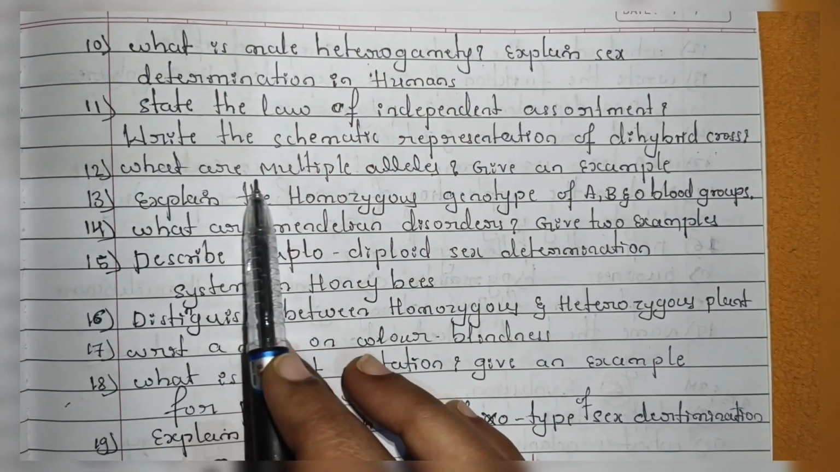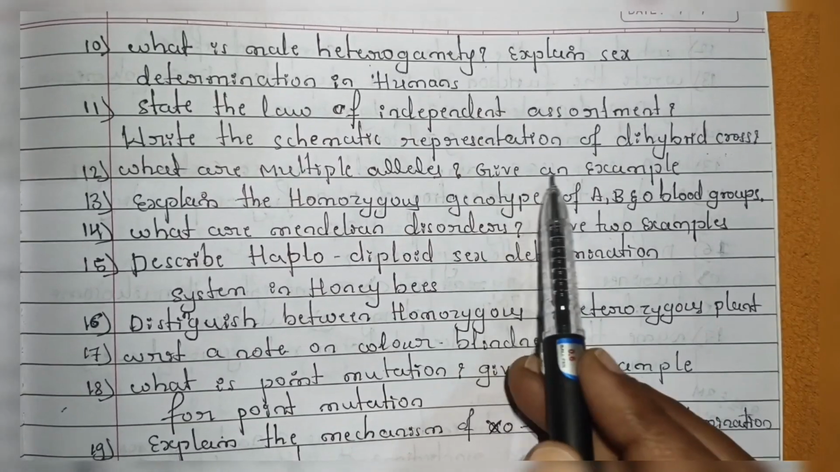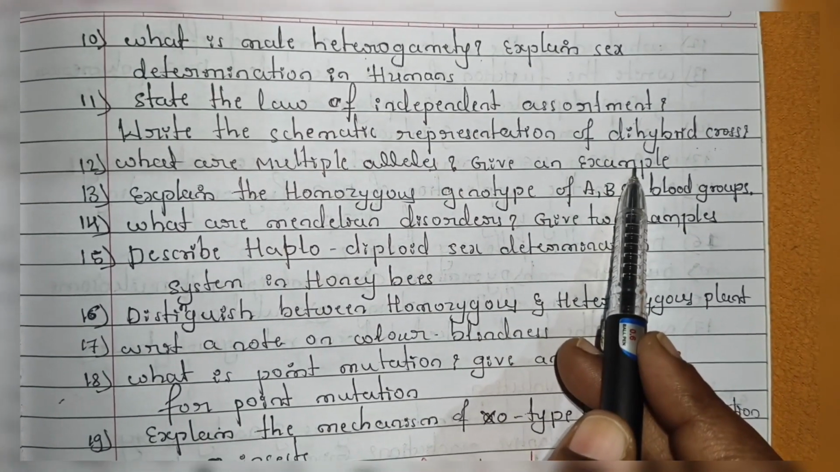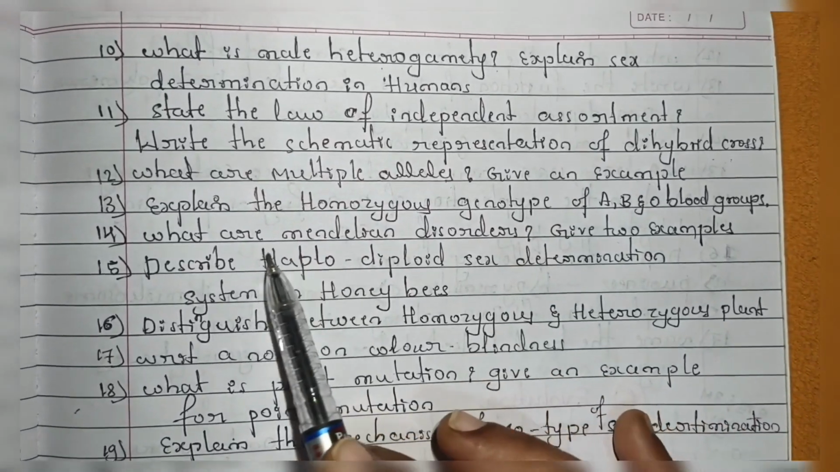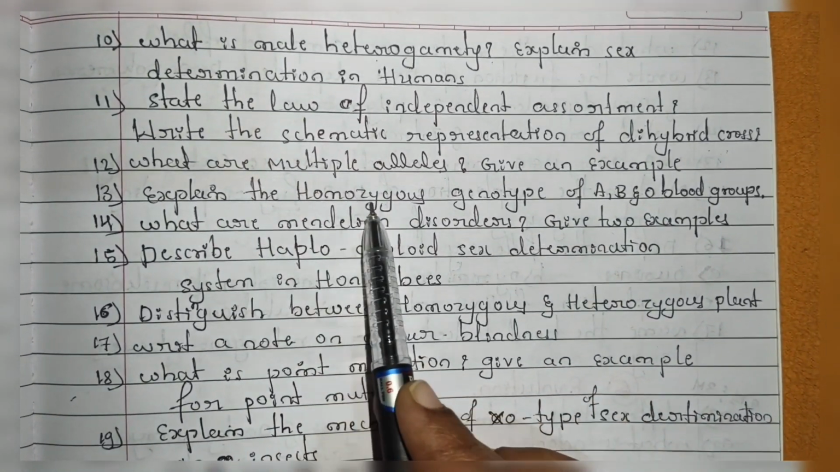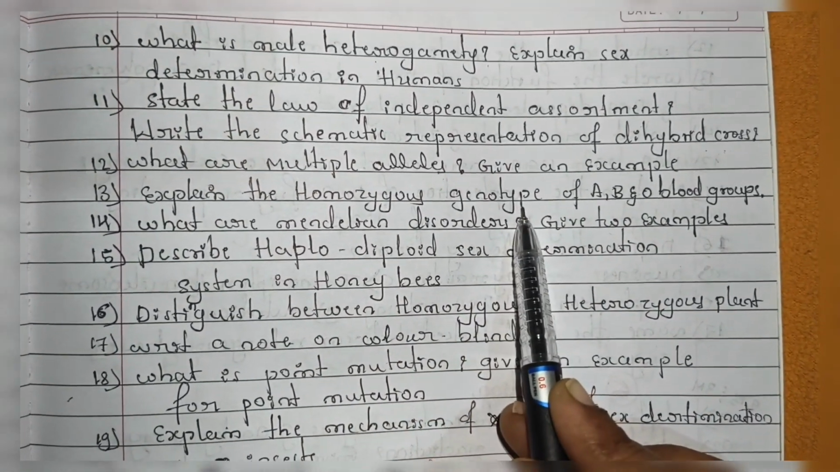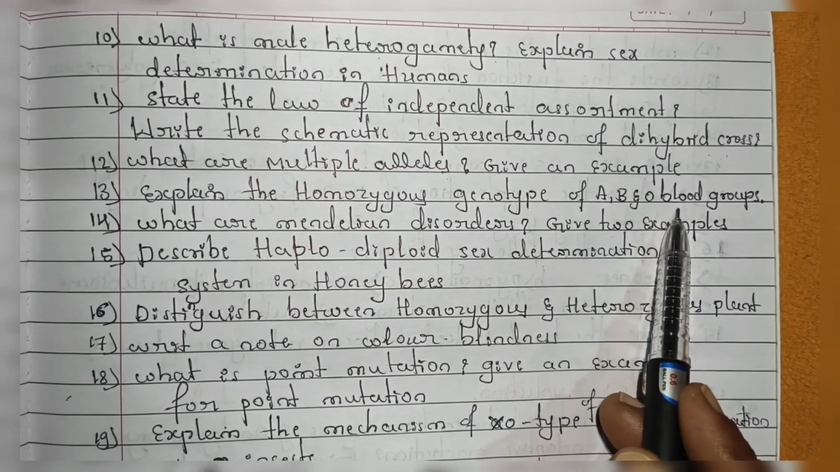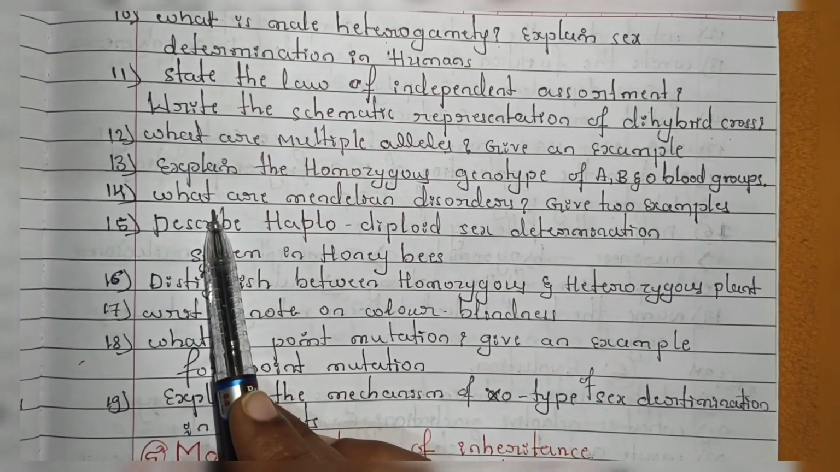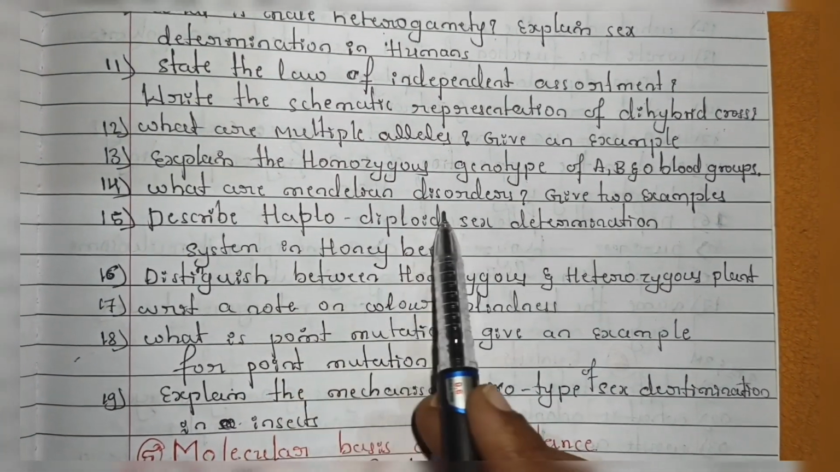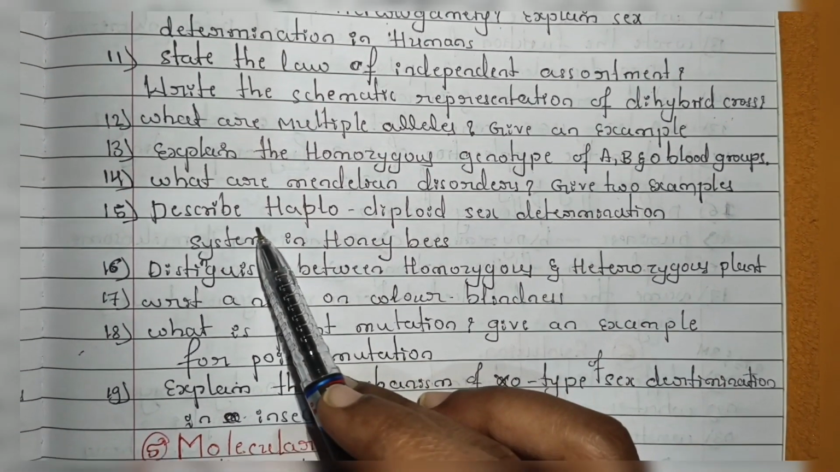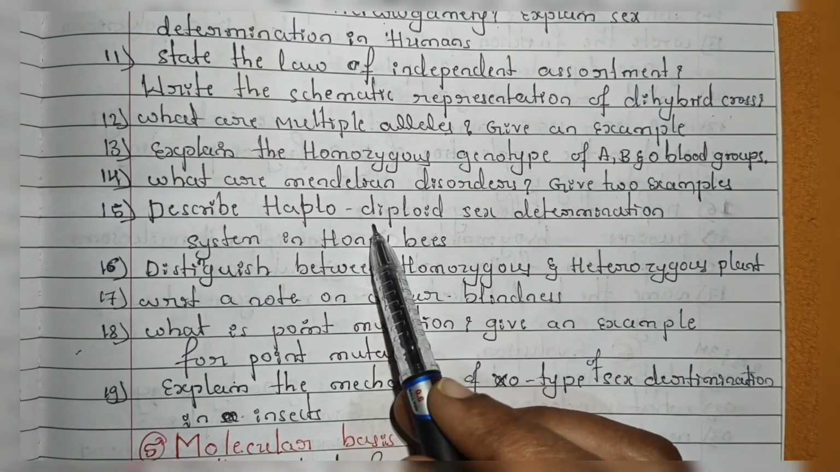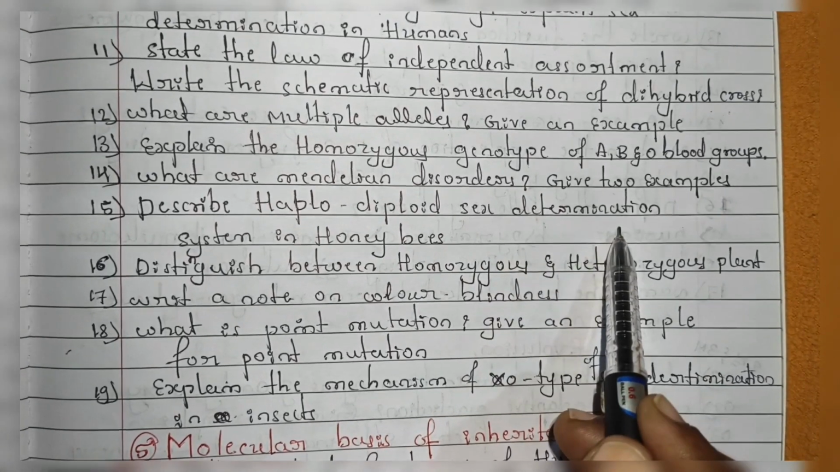So the next question is, what are multiple alleles? Give examples. You have to write the definition of multiple alleles and you have to give examples. Next, the 13th question is, explain the homozygous genotype of the ABO blood group. Next, the 14th one is, what are Mendelian disorders? Give 2 examples. And the 15th one is, describe haplodiploid sex determination.